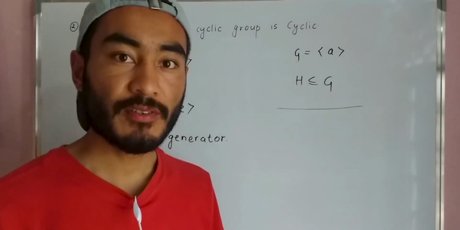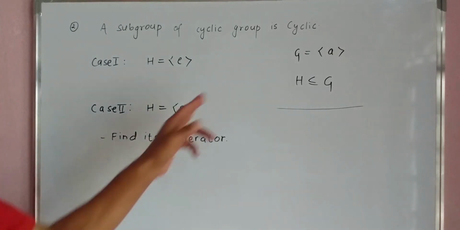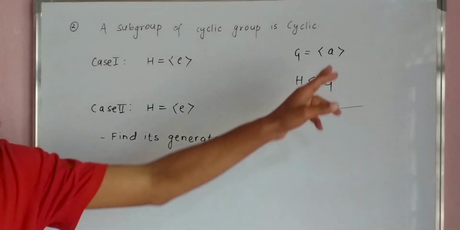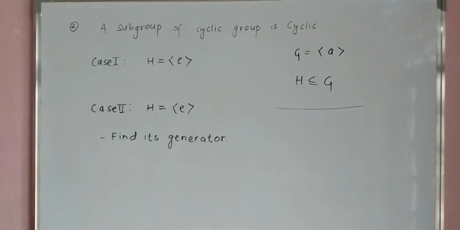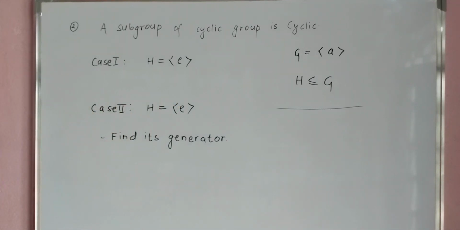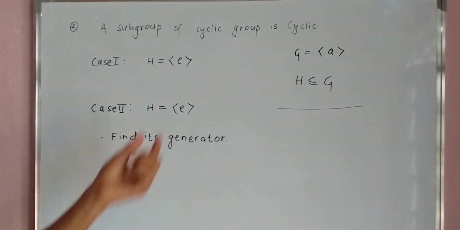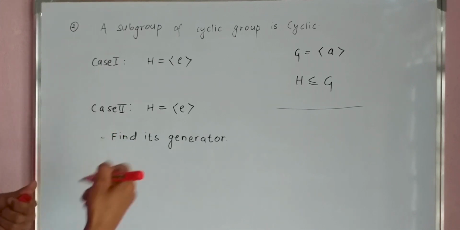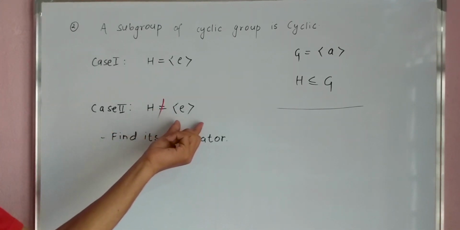The second property is a subgroup of a cyclic group is cyclic. To prove this property, let G be a cyclic group generated by a, and H be any subgroup of G. We have two cases. Case first, H is the trivial subgroup. In that case, there is nothing to prove. This subgroup is cyclic. Case second, H is not equal to the trivial subgroup.